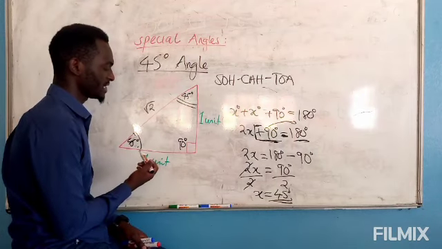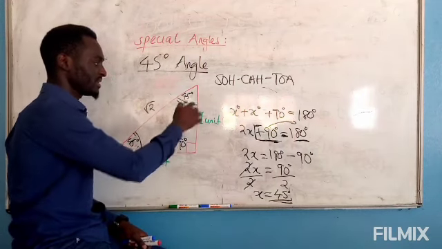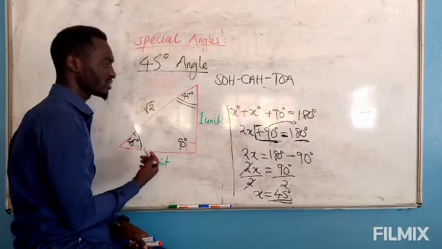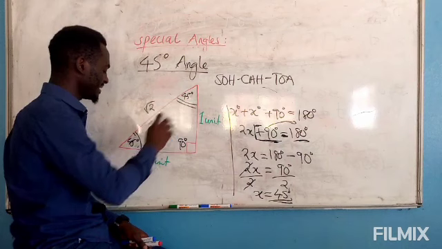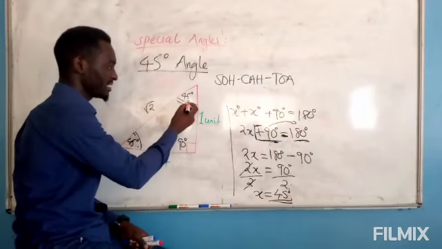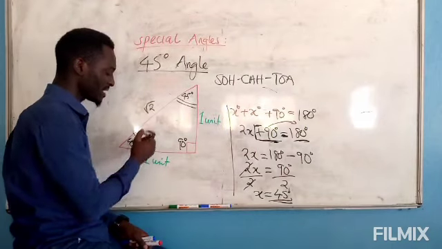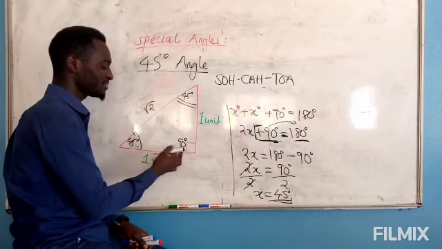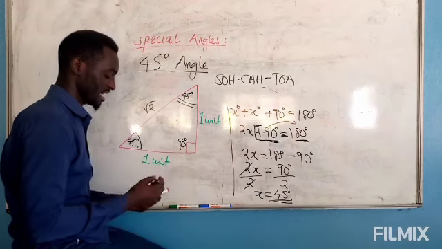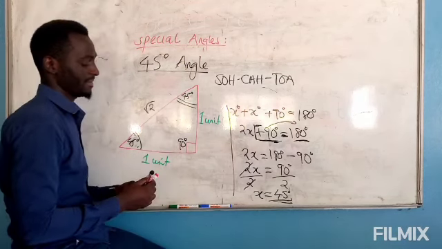How can I prove this? Remember, with the property that we've used here, the 3 interior angles add up to 180. So if I say 45 plus 45, that will give me 90. 90 plus 90 here is supposed to give me 180. Now I know I'm on the right path.